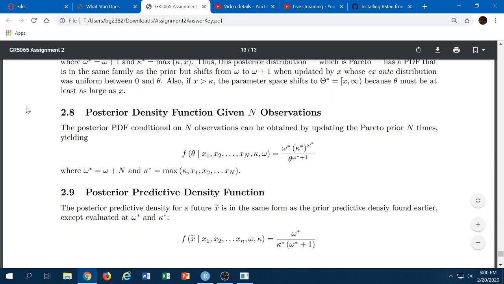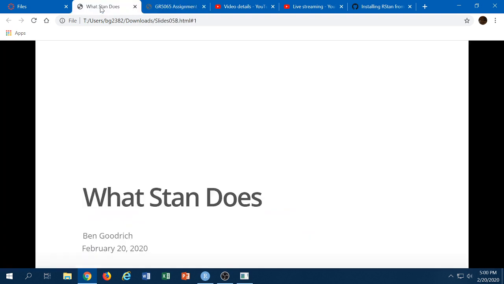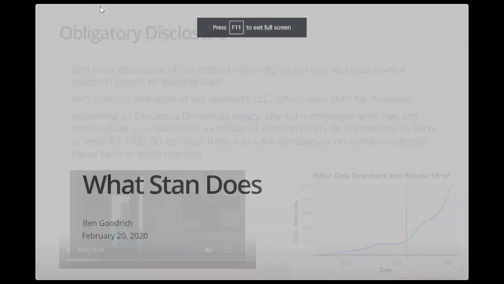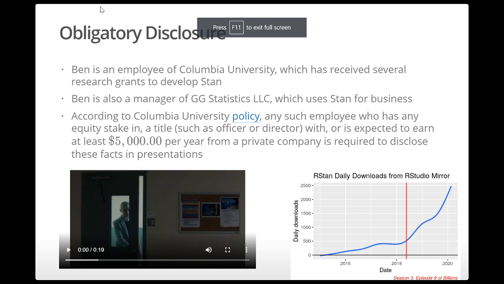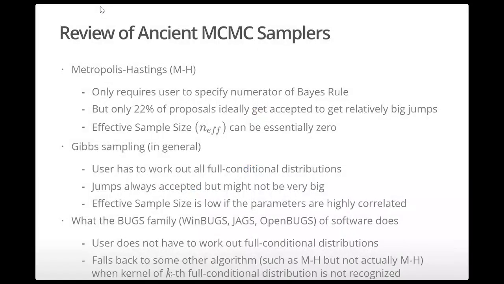Okay, so on to what we're scheduled to talk about for today, what Stan does. So what Stan does is create an appearance of a conflict of interest by me as a result of working at Columbia getting a lot of grants to develop Stan, me using Stan outside of Columbia, and Columbia having a policy, which you can read about if you have not already.